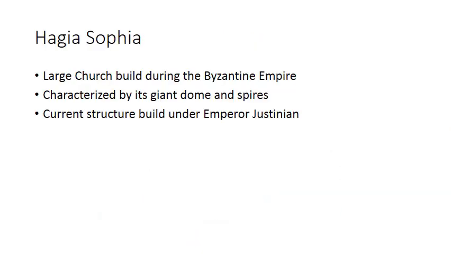The Hagia Sophia. This is a famous large church that was built during the Byzantine Empire. It was built a couple of times. The current structure itself was built under Emperor Justinian, who was a very, very famous Byzantine emperor, and we'll talk a little bit about that. But it's a very, very important architectural work in the late antiquity and then early medieval period, if you want to qualify it as that. It's still around today. It's located in modern day Istanbul in Turkey.